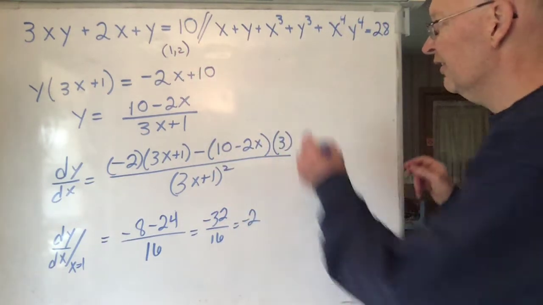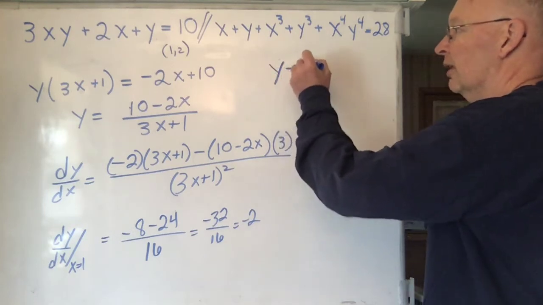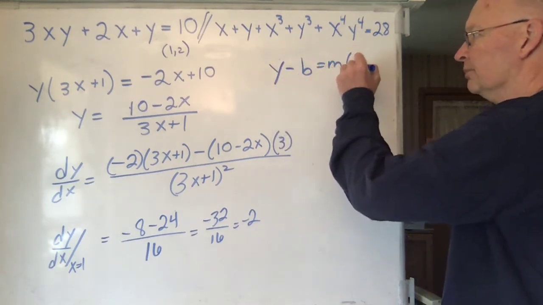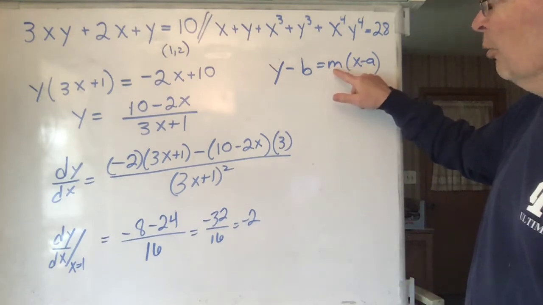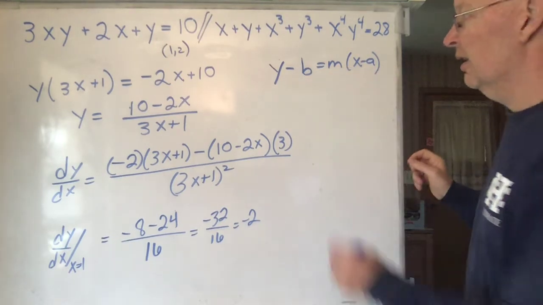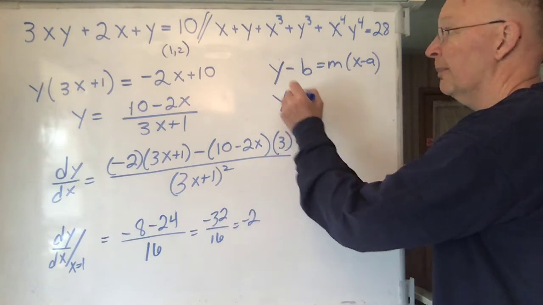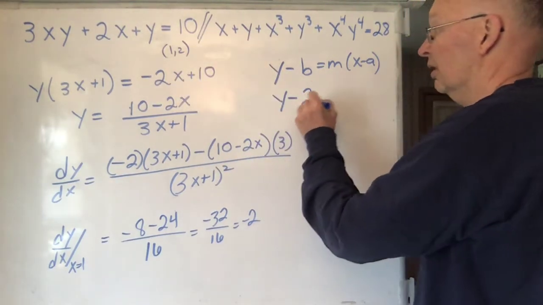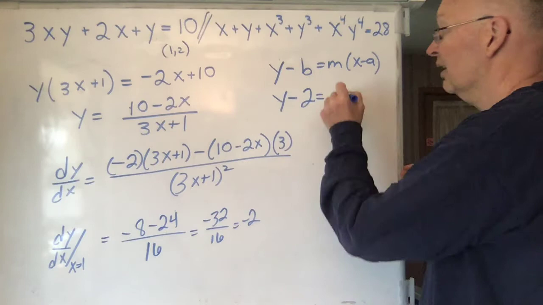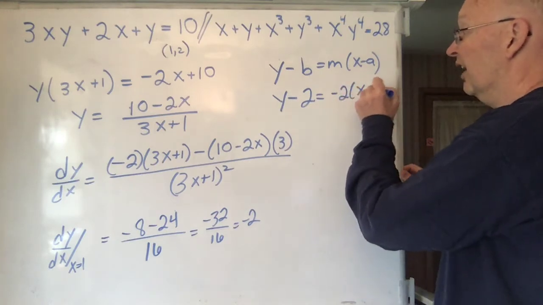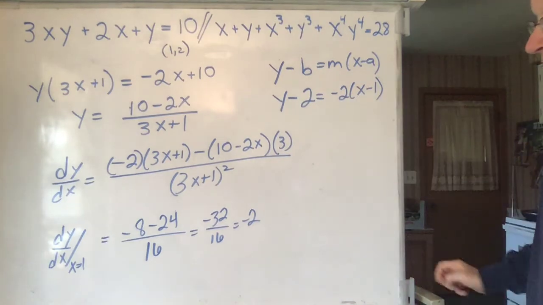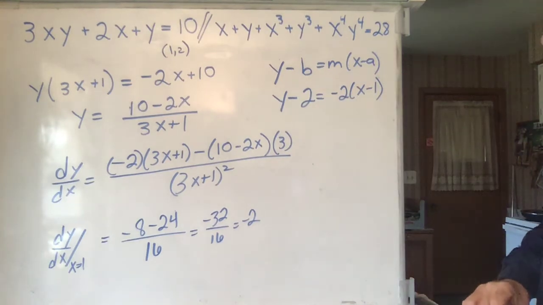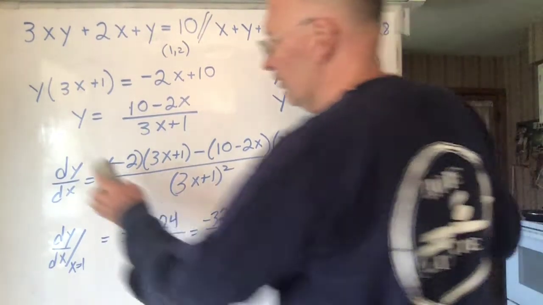If you actually wanted the tangent line, remember that the equation of a line which goes through the point (a, b) with slope m is given by this. And so in our case, we would have y minus 2 is equal to the slope times x minus 1. And solve that for y, and you got it. Okay, so that's one way to do it. But here's another way to do it.